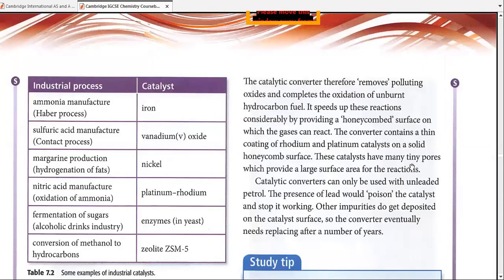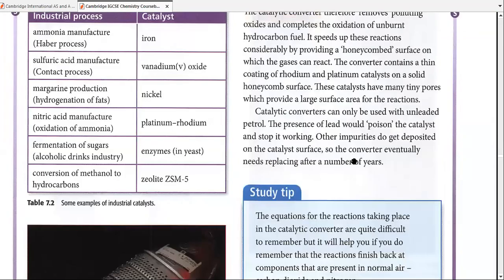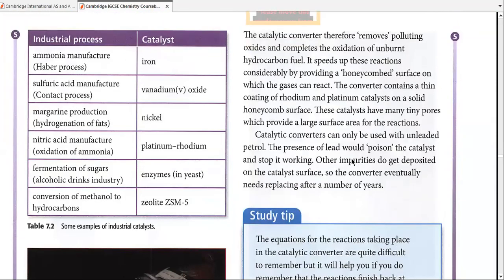Now there were a few lines over here, which I'd like to go through. Catalytic converter removes all polluting oxides and unburnt hydrocarbons. Now this reaction can be sped up by producing a honeycombed surface, or a surface like this, as you can see in the diagram, on which the gases can react, which acts as a catalyst. Actually, this catalyst is a mixture of rhodium and platinum on a solid honeycomb surface. The catalysts have many tiny pores, which provide a very large surface area for the reactions to occur.